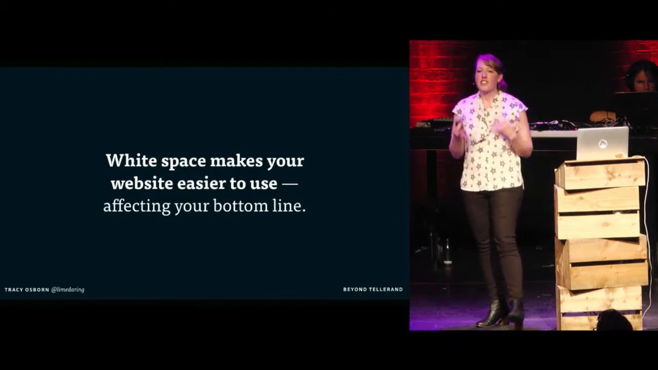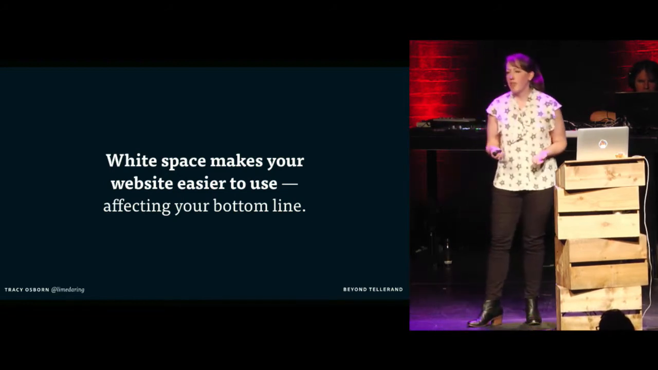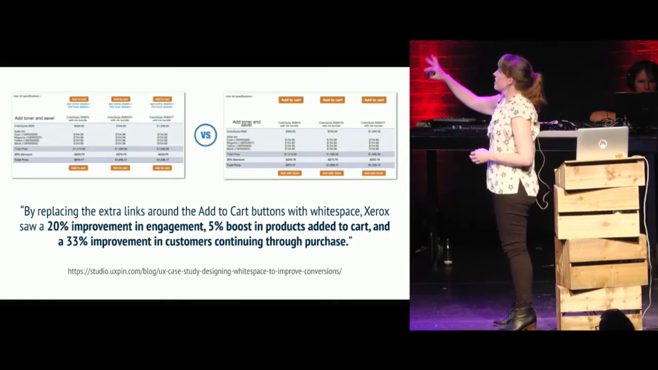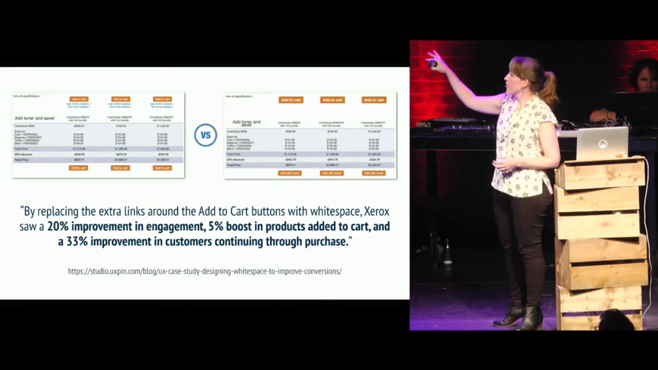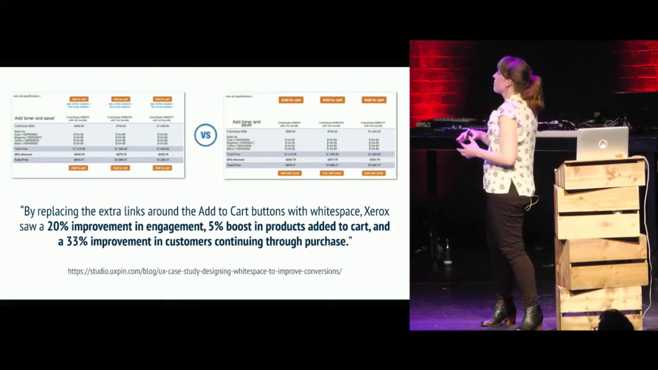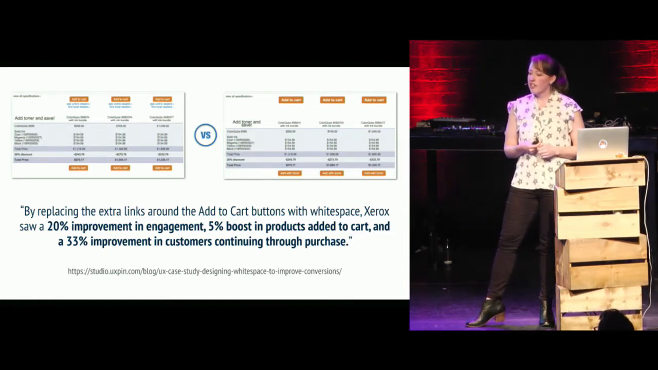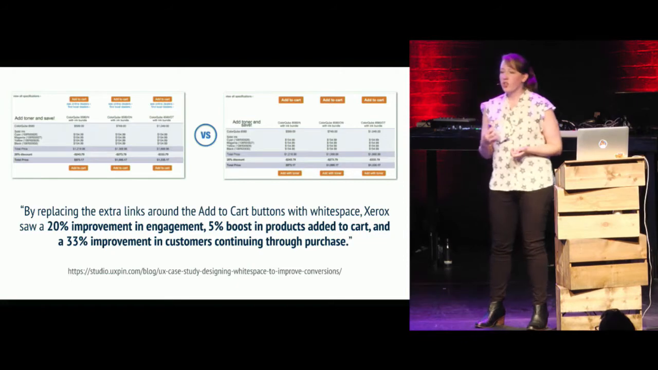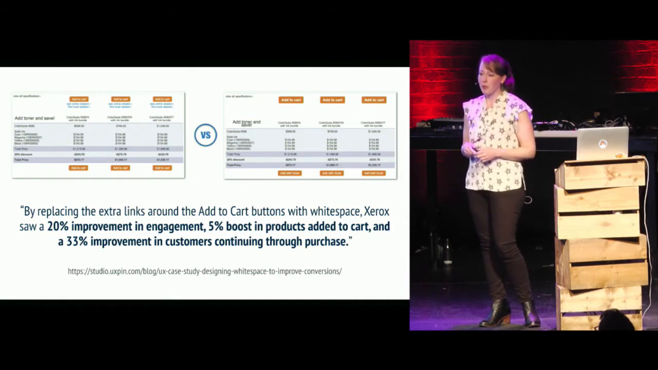But it's not just a trend, not just something that looks good, but it can also make your designs easier for your users, and it could affect your bottom line and improve conversion rate. So in this study, one of the main things that they did in this before and after A/B test is they added more vertical space in between the tables. And just by adding some vertical space there, adding some more white space, making it a little bit cleaner, it led to a 20% improvement in engagement, 5% boost in products added to cart, and a 33% improvement in customers continuing through to purchase. So it's not just something that can help your designs feel less cluttery, but it can help your customers achieve their goal and hopefully make you more money.